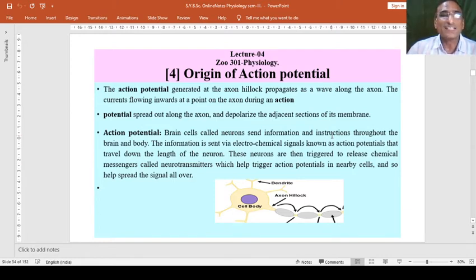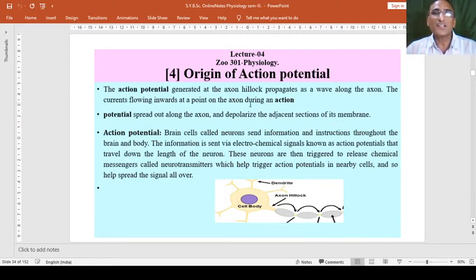As the action potential propagates from the axon hillock, a wave of signal passes through the axon, and currents flow inwards at a point on the axon during an action. This is the complete total action, and so it is called action potential in physiology. The potential spreads out along the axon and depolarizes the adjacent section of its membrane.